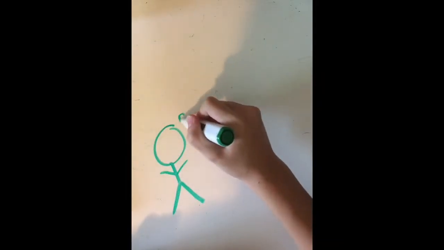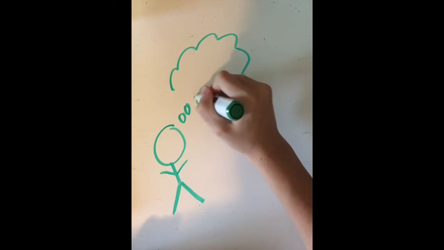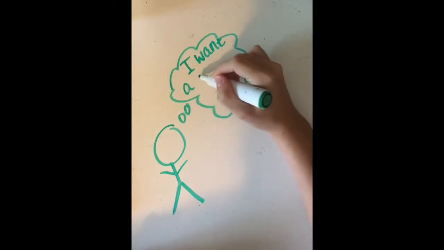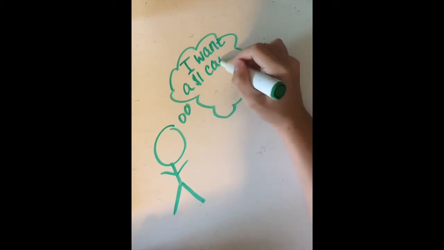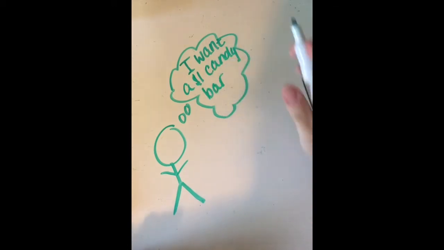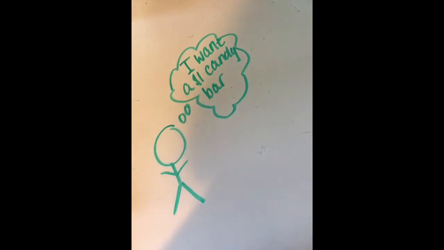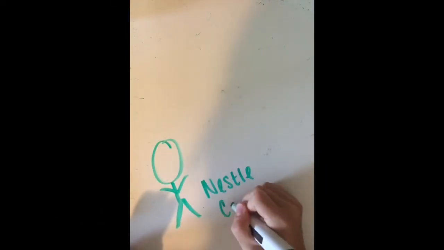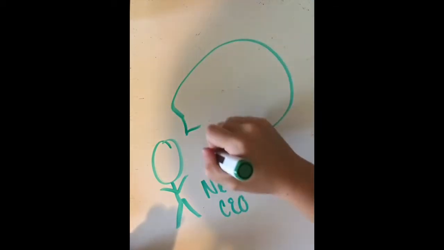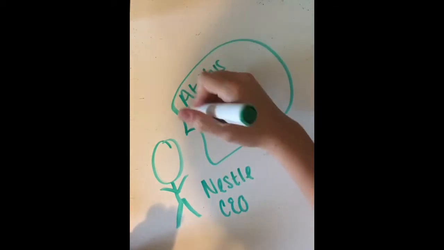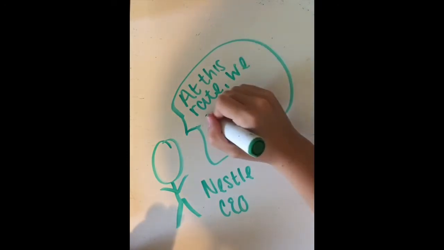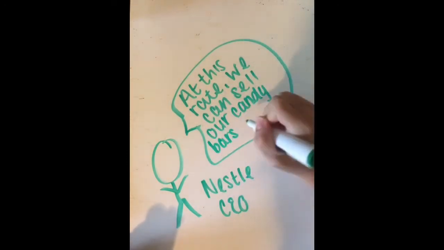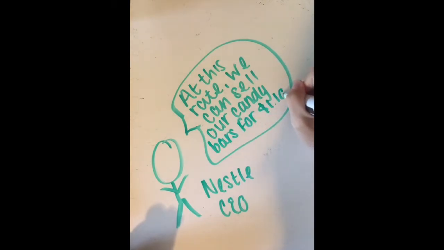In economics, demand refers to the willingness of a consumer to purchase a good or service at a given price. In this case, the consumer is willing to pay $1 for a single candy bar. Supply refers to the amount of a good or service that is available to consumers at a given price. In this case, the CEO of Nestle is offering consumers a single candy bar for the price of $1.10.